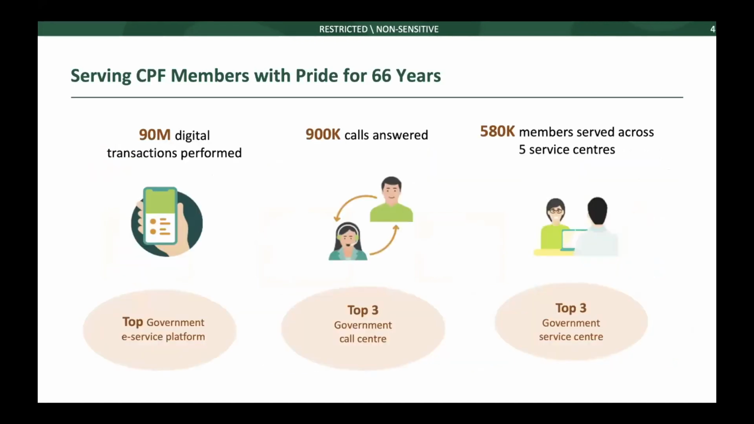That's really the size of our business. And next, this is really about how we continue to have our touch points with our customers. In terms of the size of the business, if you look at the stats, we are among the top 3 government service providers. In terms of our e-platform, there are 90 million digital transactions performed on an annual basis, and that puts us right on top.